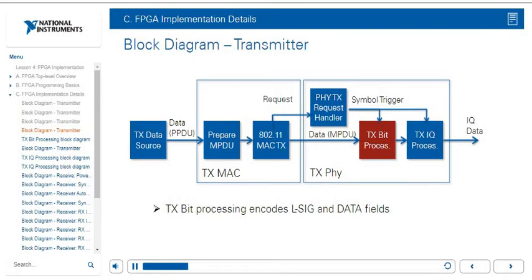Then we are in the physical layer. In the TX PHY, there's the main block, TX bit processing. At a high level, TX bit processing encodes the LSIG and data fields, but we will look at this block in more detail on the next slide.